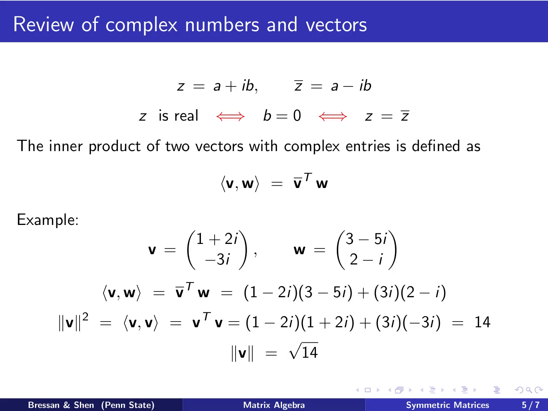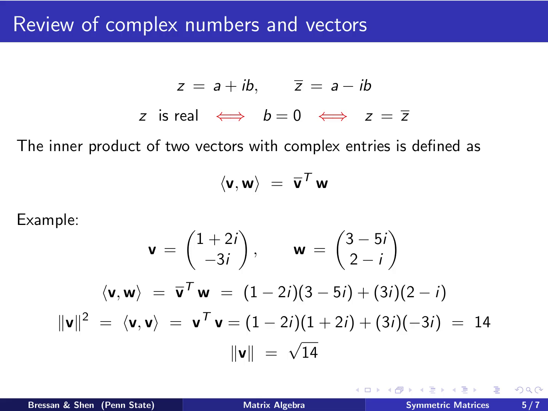And then there is the inner product of two vectors with complex entries, which is defined as follows. The inner product between v and w, these are two column vectors of the same length, will be the conjugate of v transpose times w. Take a quick example. If this is my v here and this is my w, both with complex entries, then what is the inner product of v and w? Well, that will be the conjugate of v transpose times w.